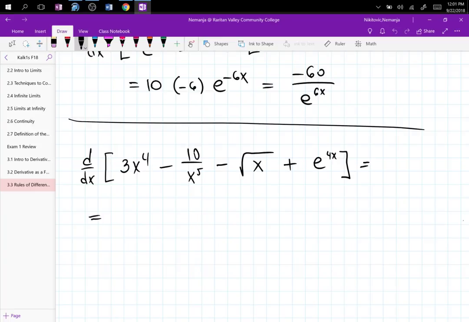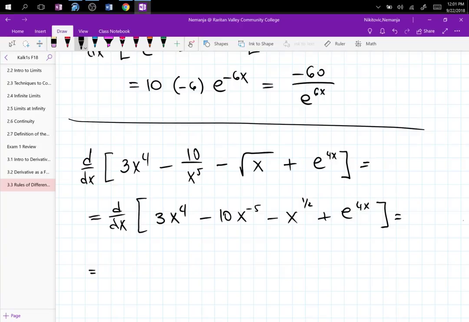I mean, but the notation has to be followed for the, I don't want to say full credit. I don't care about the credit, but you might care about the credit. So I'm going to rewrite this as take the derivative of 3x to the 4th minus 10 times x to the negative 5 minus x to the 1/2 plus e to the 4x.